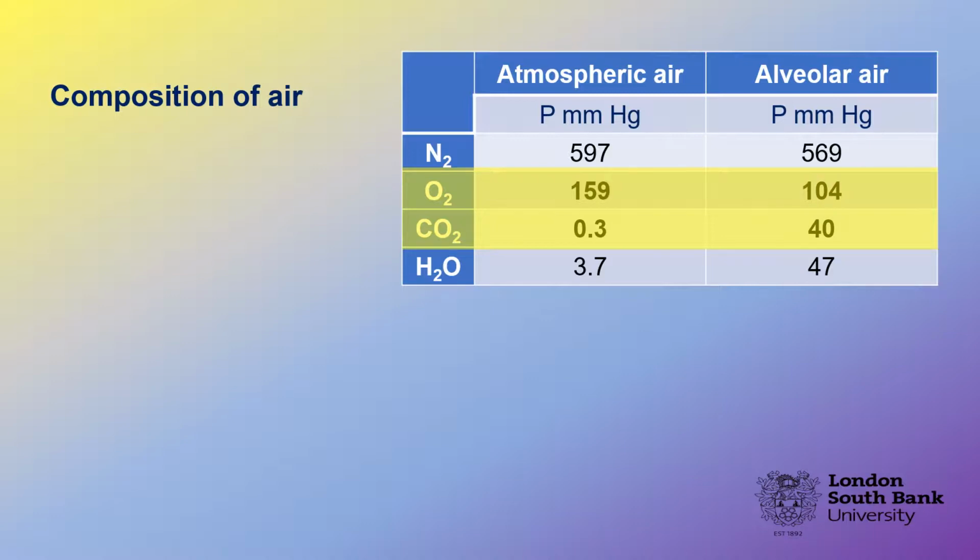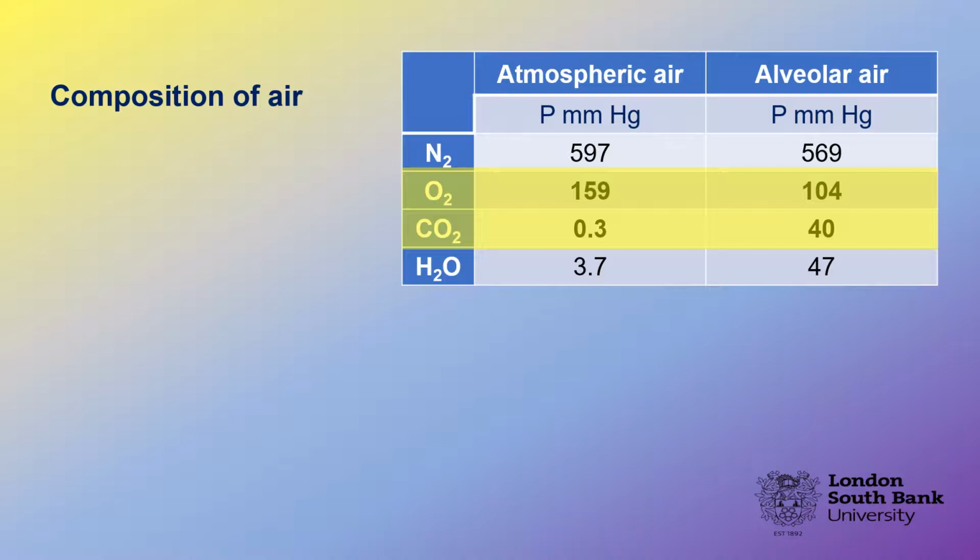So if you look at atmospheric air, we have 159, usually termed 160, for oxygen. And we have some carbon dioxide. Now bear in mind this is at normal sea level, but we accept that atmospheric air, unless you're going to run up a mountain and go very, very high, is not going to change realistically. So that is a set pressure.